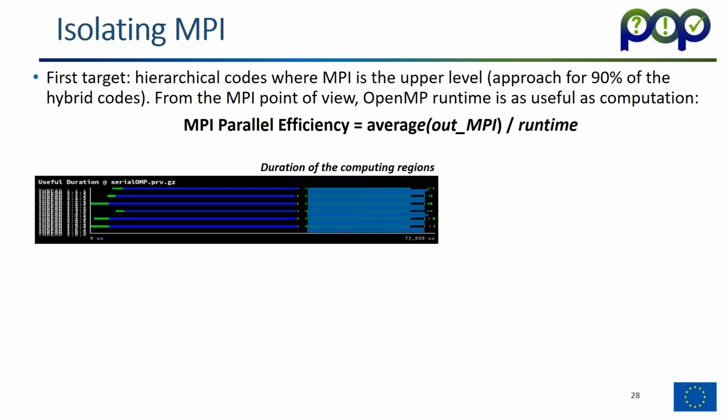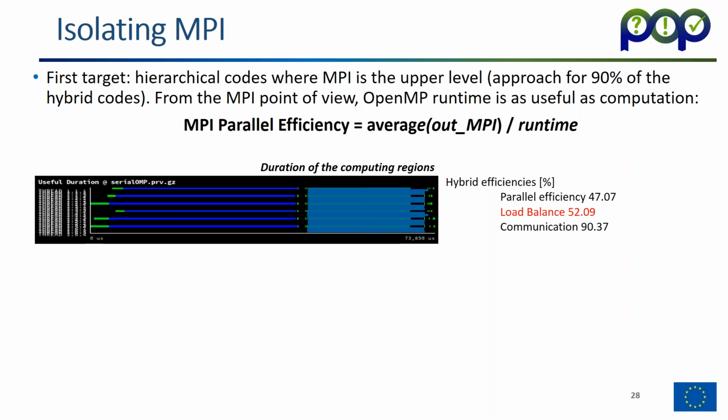And I basically identify two phases. The one on the left corresponds to a large computing phase, colored in dark blue. The one on the right corresponds to a shorter computing phase, colored in light blue. Using those computations, I can compute the metrics at the hybrid level. And the diagnosis is clear. My efficiency is bad, and the reason is load balance.